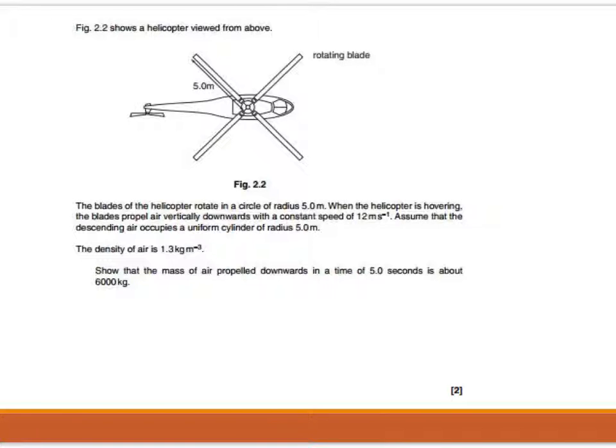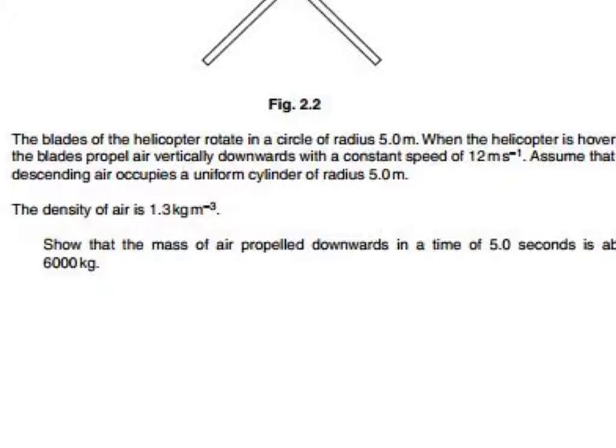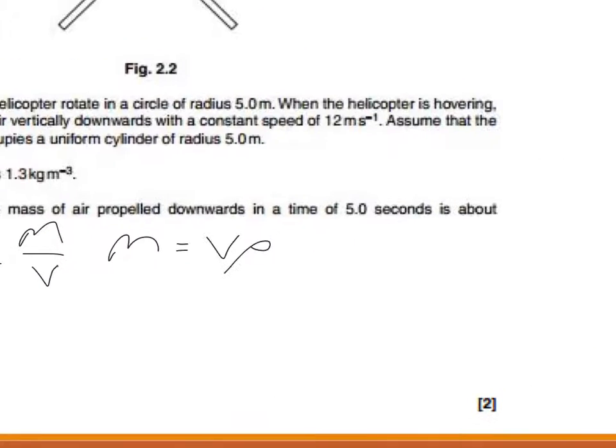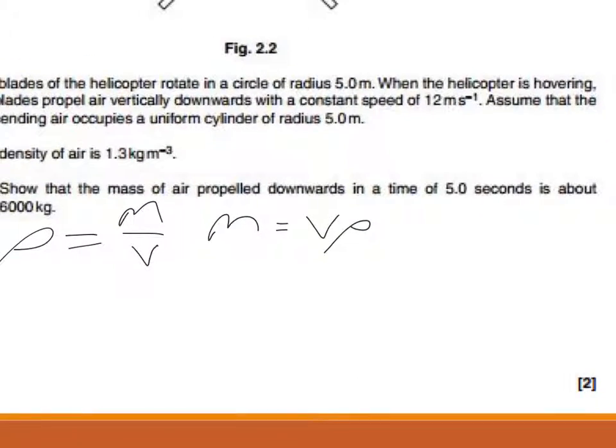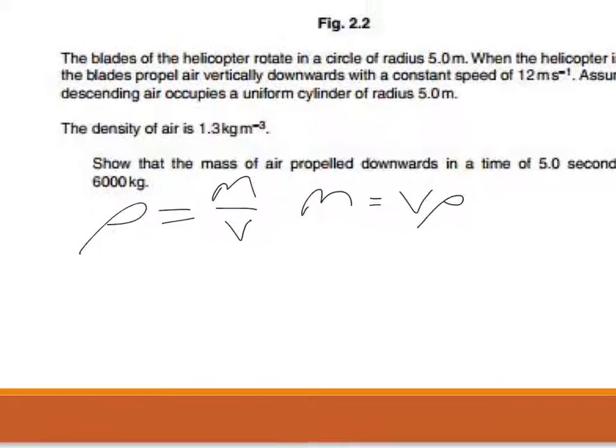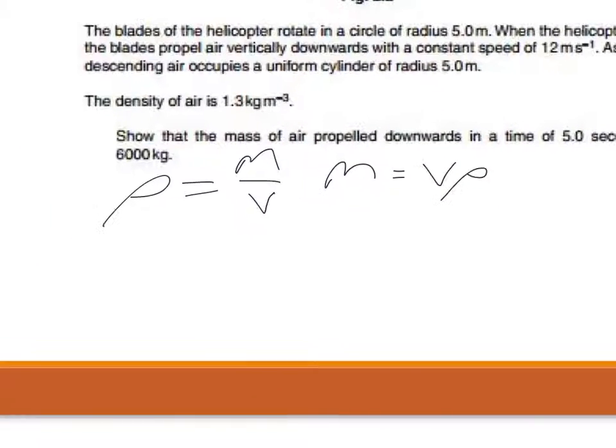So the first thing to note is that density is mass over volume. So if we want the mass, we're going to do the volume times the density. That will be useful. So the volume of the air is what we need to find, as we're given its density.